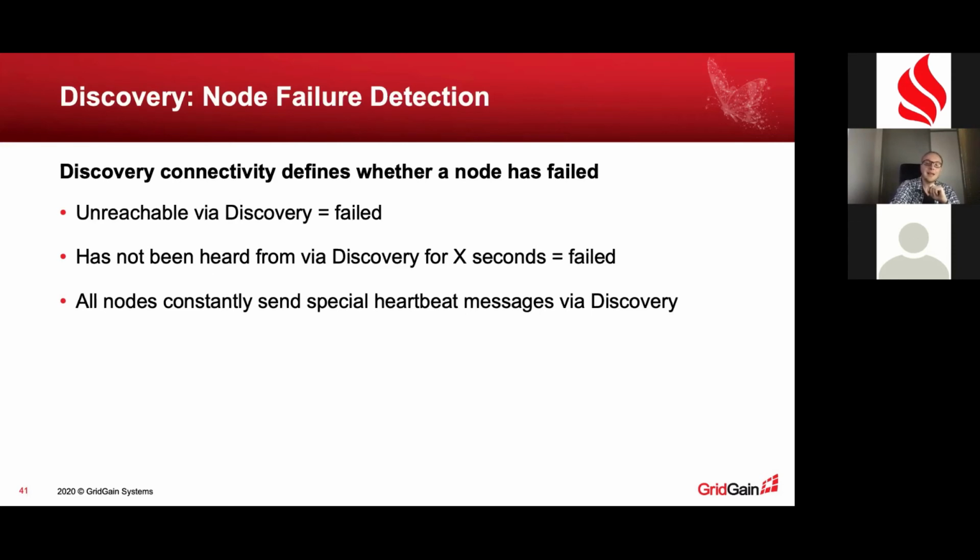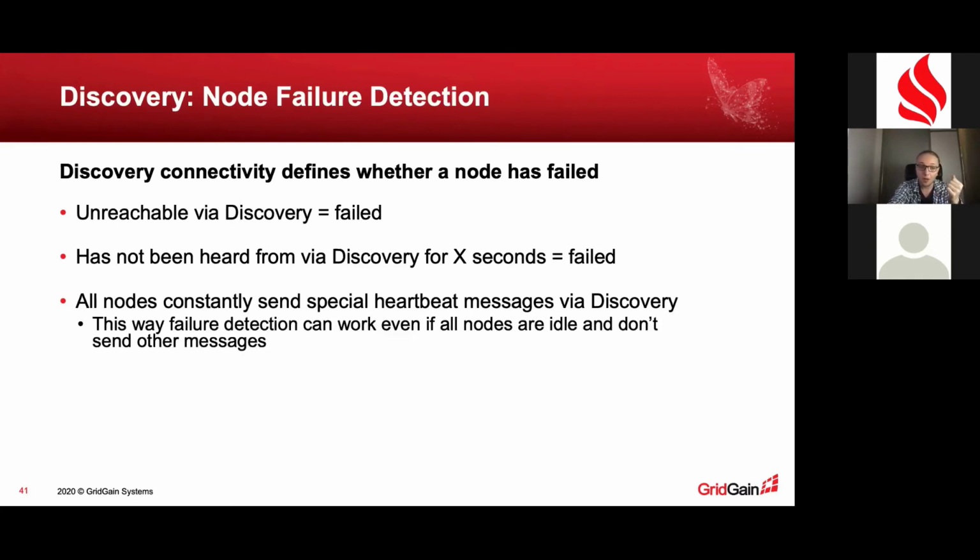And to ensure that, the nodes constantly send special messages to each other via the discovery protocol, which are called heartbeats, or in modern Ignite versions, metrics updates, but semantically, this is what other systems call heartbeats.